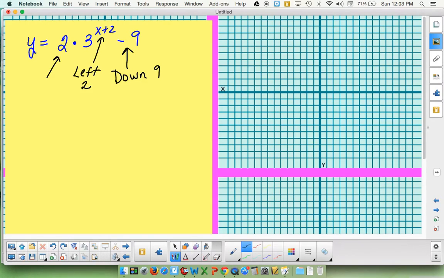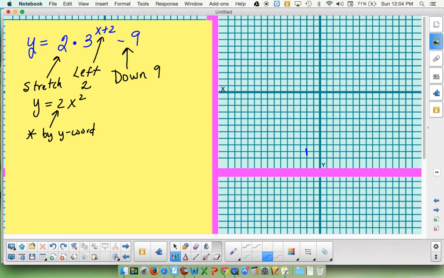And then what does the 2 in front do? That's still our stretching factor. And what did you do with a 2 in front of a parabola or any other graph we've drawn? You multiplied it by the y-coordinates. So we're going to do the same thing here as we plot this one. So let's, however, get this one moved over and shifted. It went left 2, down 9.